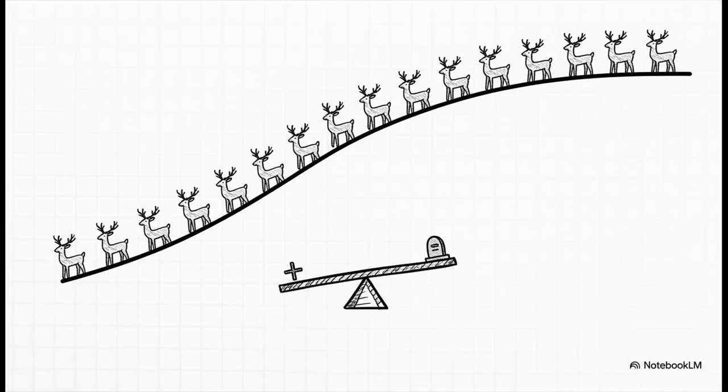And finally, the population enters the stationary phase. This is where things level off. The number of births and the number of deaths are pretty much equal. The population has reached a kind of dynamic equilibrium with its environment. It's not that growth has stopped, but it has stabilized.